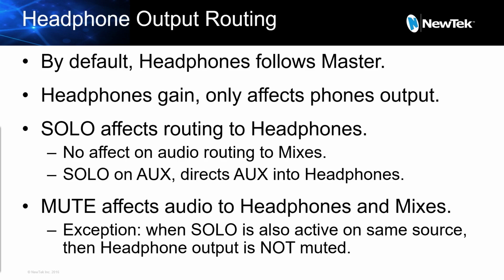So we will take a look at this in the TriCaster software in a moment, but solo really works with the headphone jack. Mute also works a little bit differently as well. Normally, when you mute a source, it will mute it everywhere. It'll mute it to a mix and mute it to the headphones if the headphones happen to be listening to an output, whether that be master, which would be the default, or an aux output.